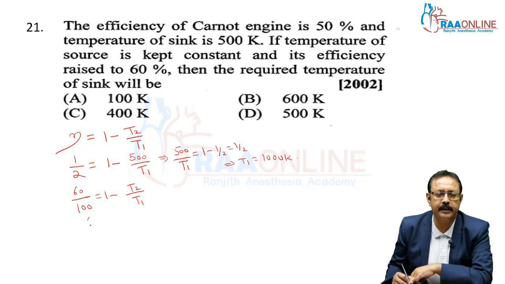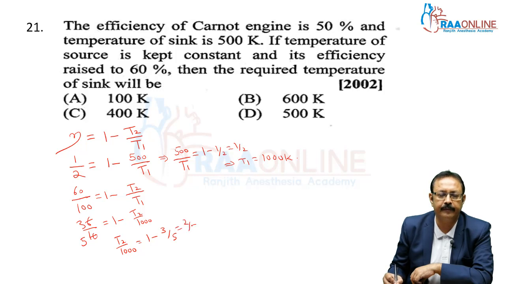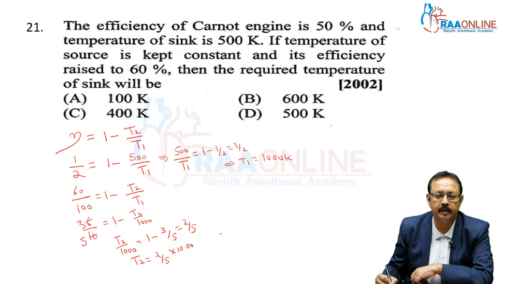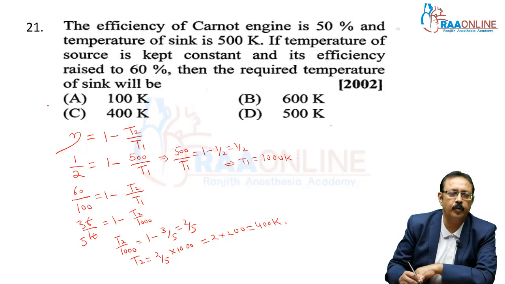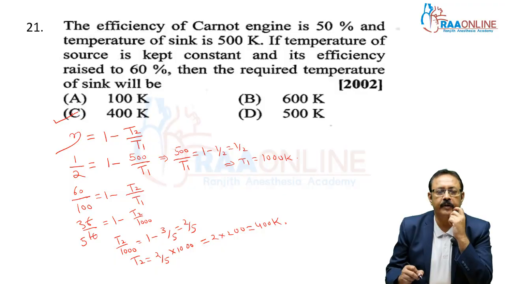Now 6 by 10, meaning 3 by 5, is equal to 1 minus T2 by 1000. So T2 by 1000 is equal to 1 minus 3 by 5, which is 2 by 5. So T2 should be 2 by 5 into 1000, meaning 2 into 200, which is 400 Kelvin. So we are going with C. So it was the 21st problem.